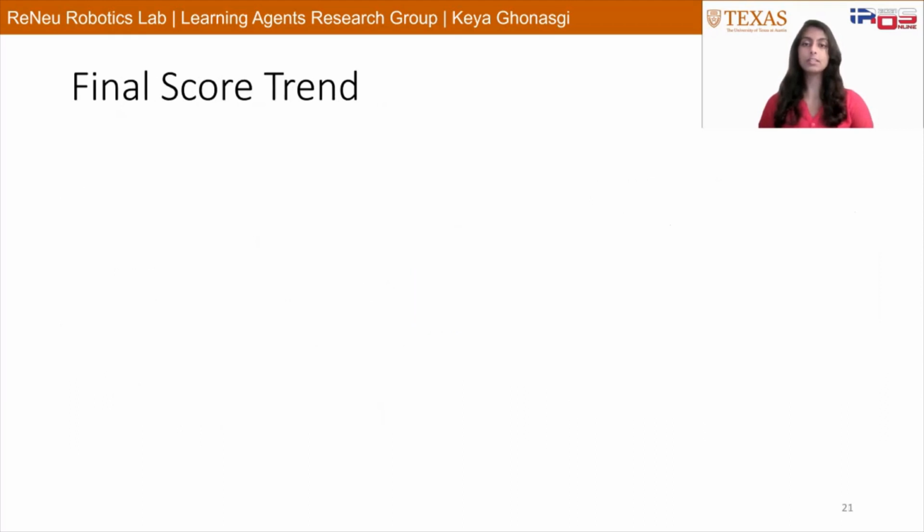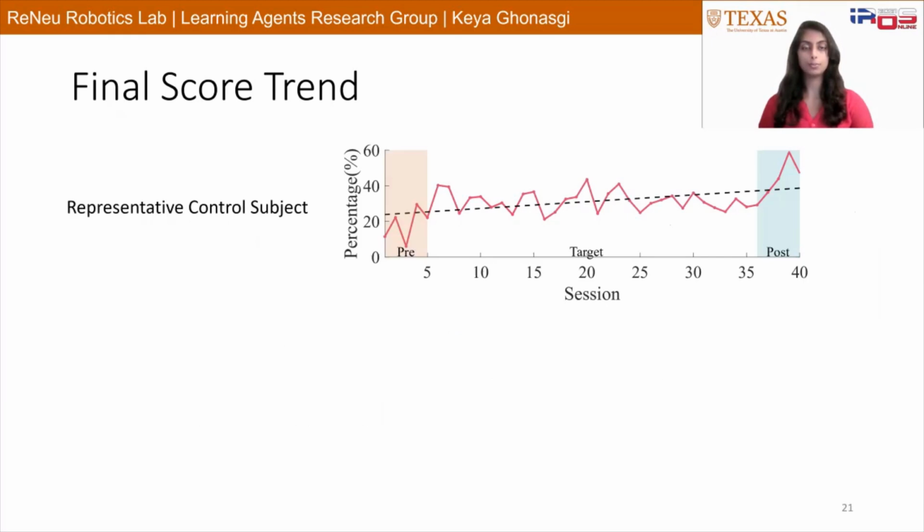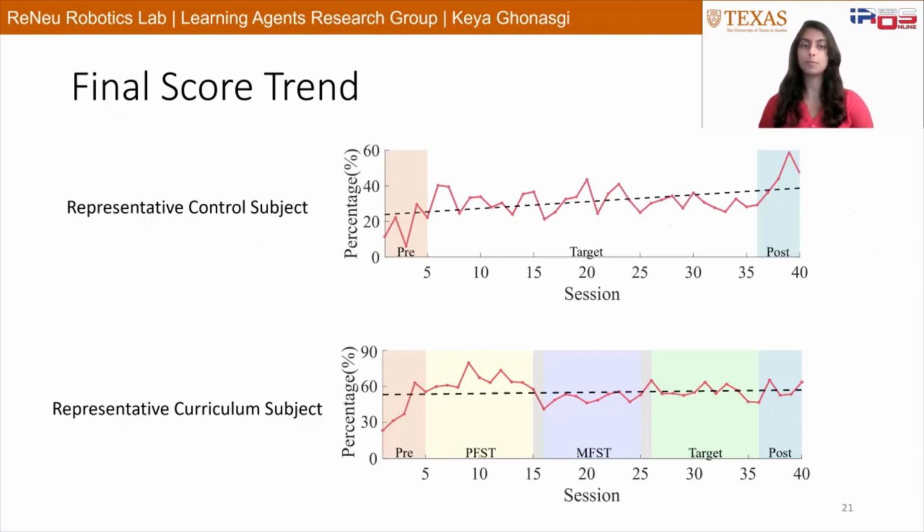First, let's look at the change in final score percentage for a representative learner from the control group. As the training progressed, the performance metric improved. A similar plot for a representative curriculum group learner shows similar change in the pre- and post-training performance, though the performance during training varies depending on the task being practiced.